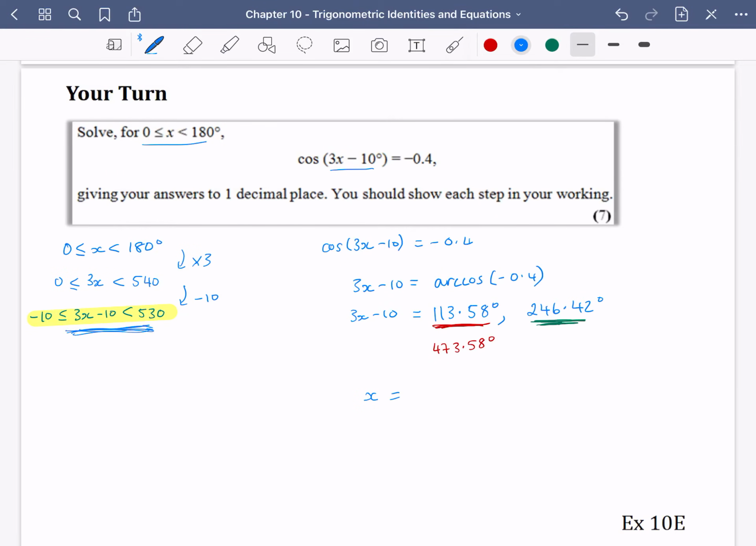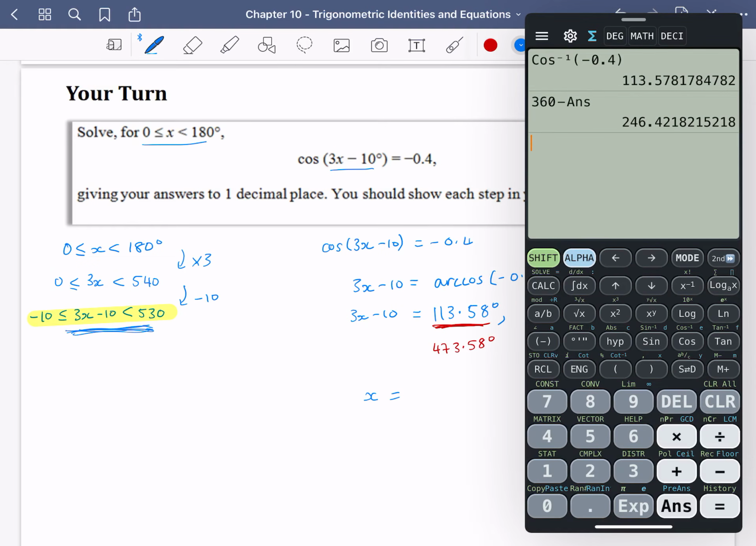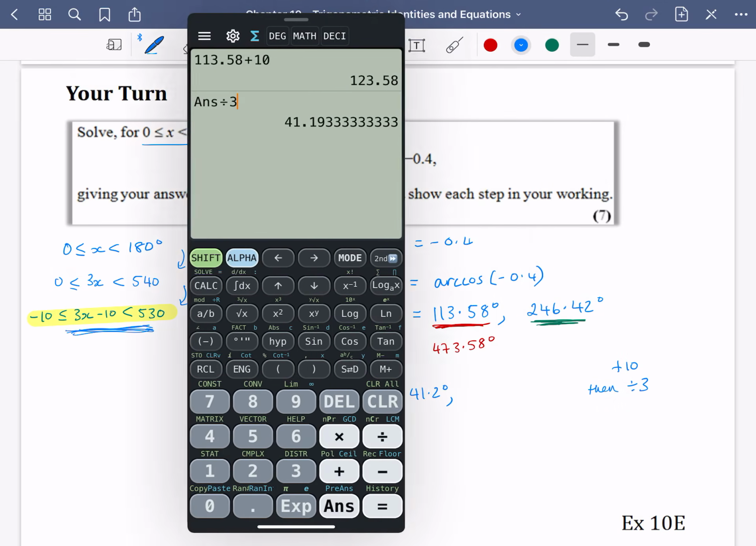So we just need to finish up by coming up with our final solutions. The way that we're going to undo this to go from the 3x minus 10 to the x is: the first thing we're going to do is add 10 to the values, then we're going to divide by 3. So let's go all the way back to my 113 one. I've got 113.58. I'm going to add 10, and then I'm going to divide by 3. So I've got 41.2 degrees.